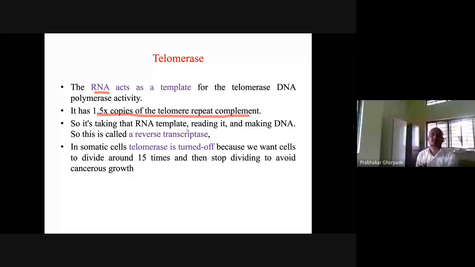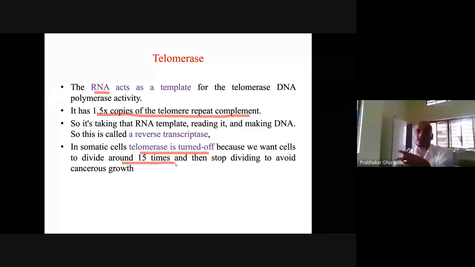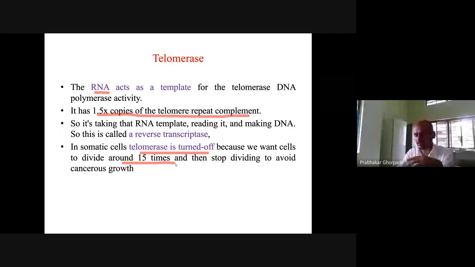So whenever the telomere is there, it is basically using the RNA to make the chromosome ends. The chromosome ends contain DNA. So you have the RNA template, and then by the reverse transcriptase process, this RNA is converted into the DNA molecule. In somatic cells, many times this telomerase is turned off, because somatic cells generally divide about 15 times, and after that we want our somatic cell to stop growing. Otherwise, some cancerous growth may be present in this cell.